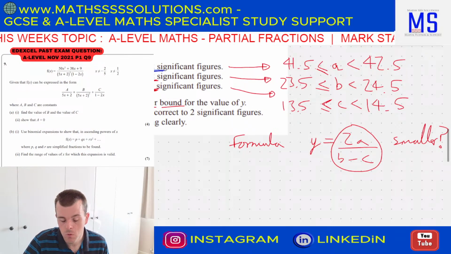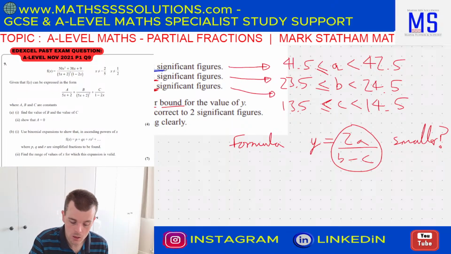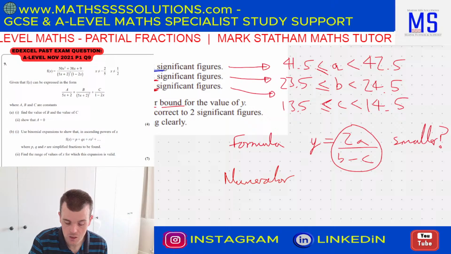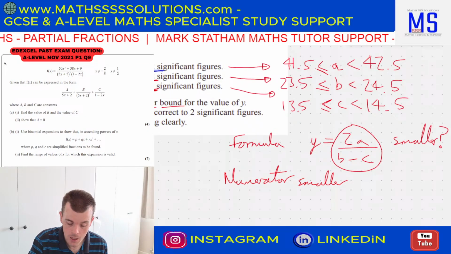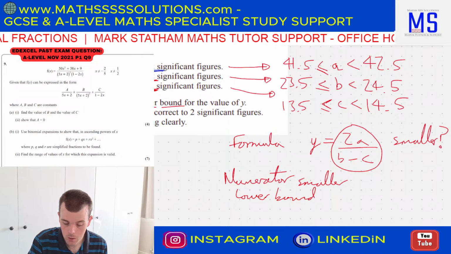So what you need to remember is when you're writing a fraction, to make a fraction as small as possible, you need to make the numerator as small as possible. So you need a lower bound for 2a.